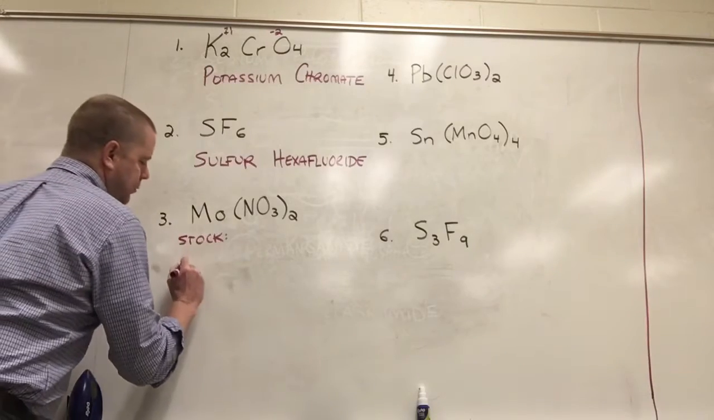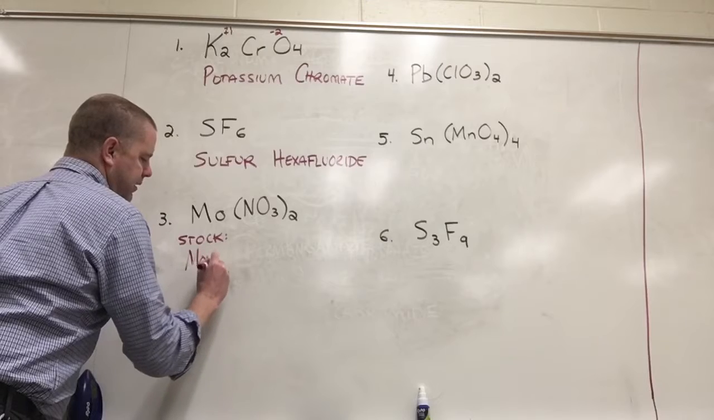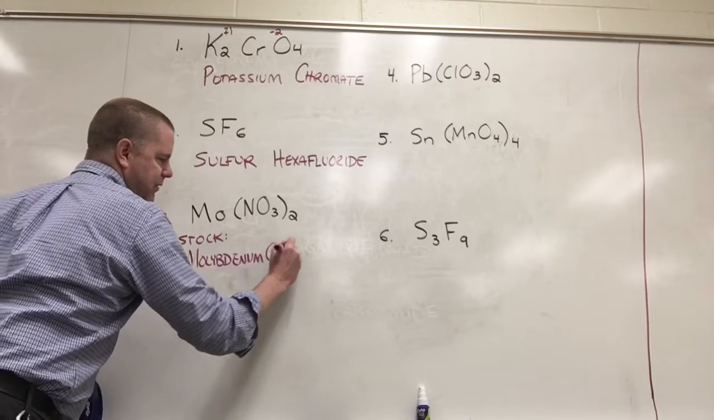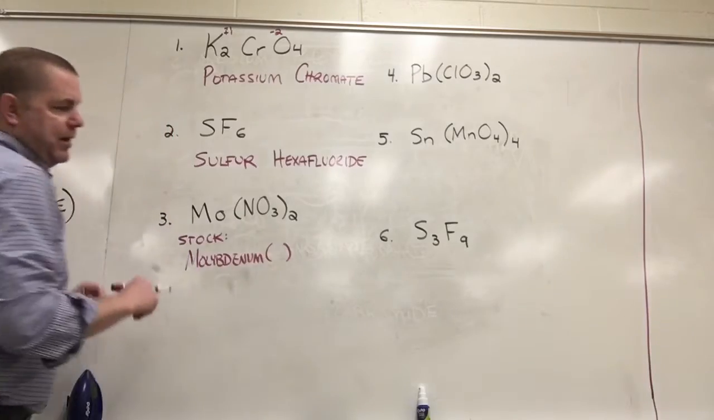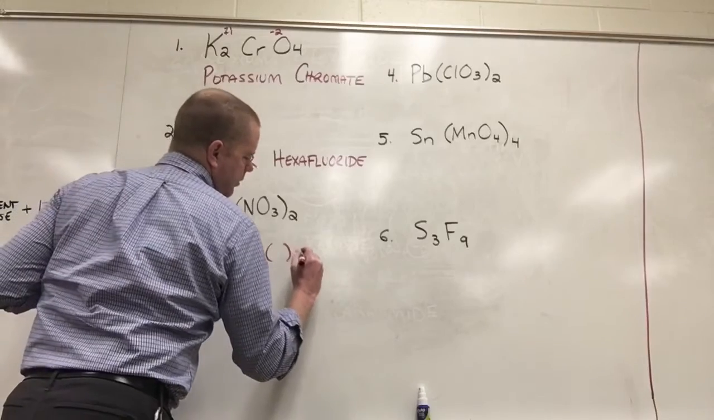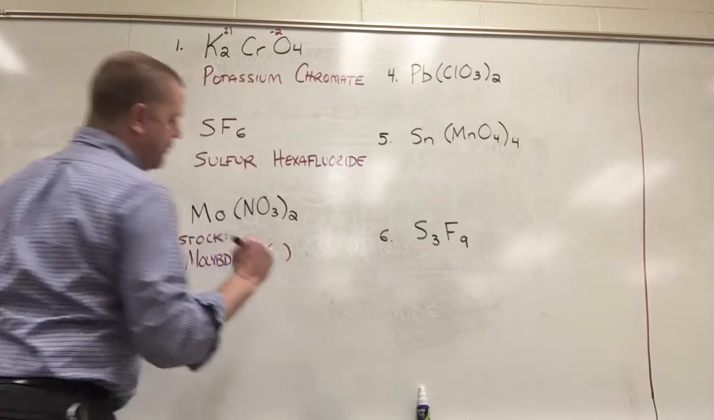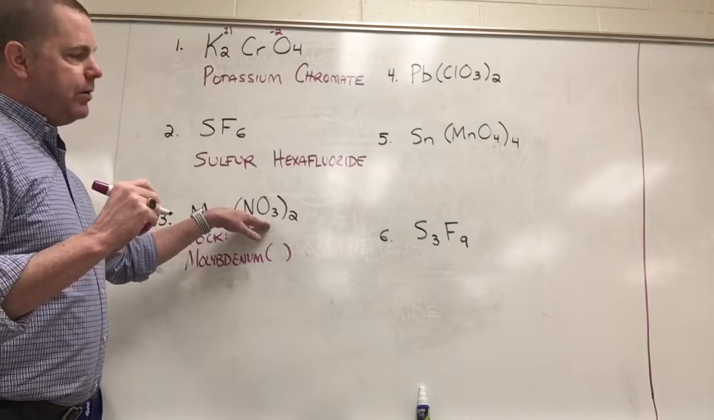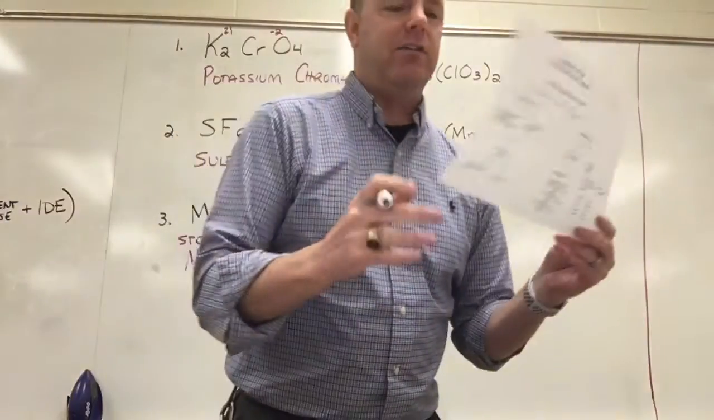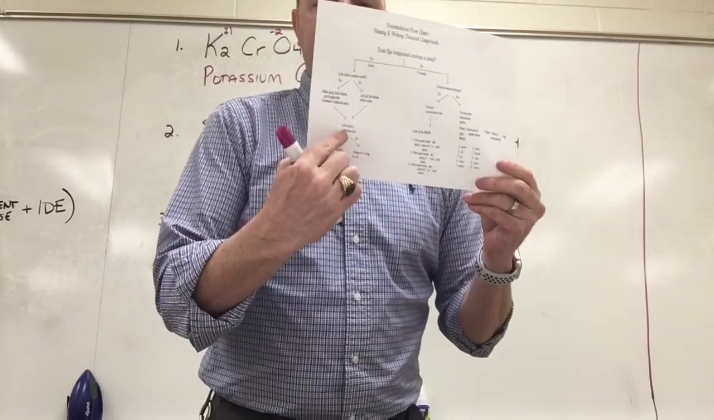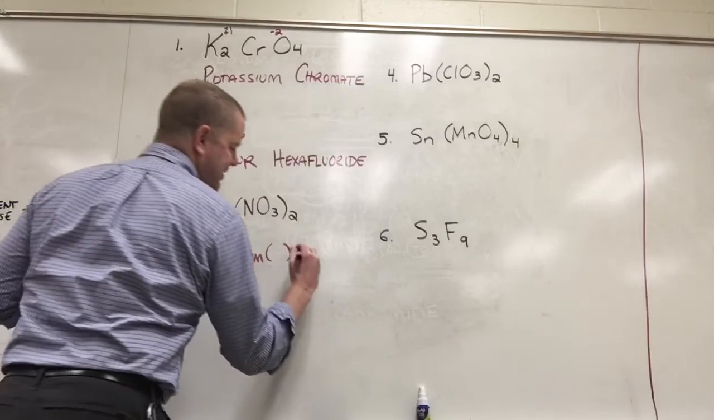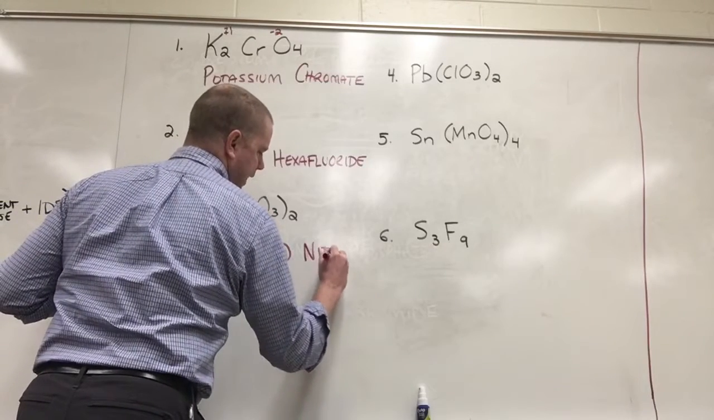And so what we do is we write out its name, and its name is molybdenum. And then what we do is we put a parentheses, and we're going to figure out the charge that goes in that parentheses in just a second. For now, I want you to write the NO3 part out. Let's look at NO3. Is it a polyatomic ion? So you're asking yourself that question again, and the answer is yes. Therefore, you put its name. And so NO3's name is nitrate.